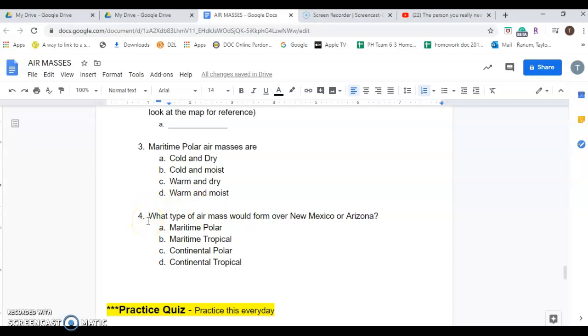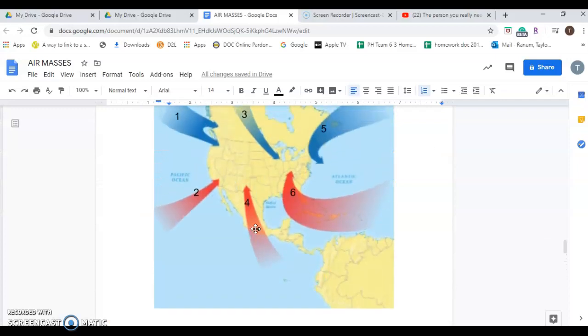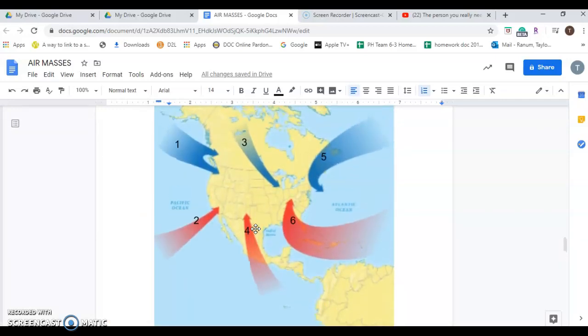Number 4, what type of air mass would form over New Mexico or Arizona? Okay, again, we can scroll up to that map if we need a little reference, and I'll let you know that New Mexico and Arizona are right in this region here. So it's already telling us it's over land. So what kind of air mass would that be?